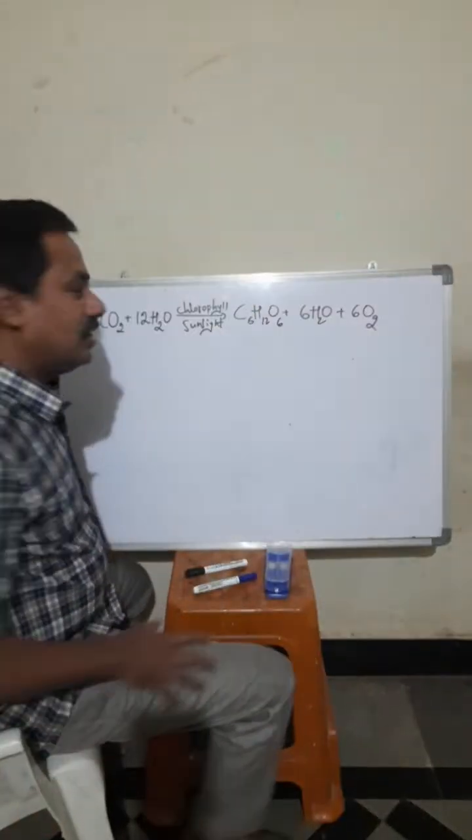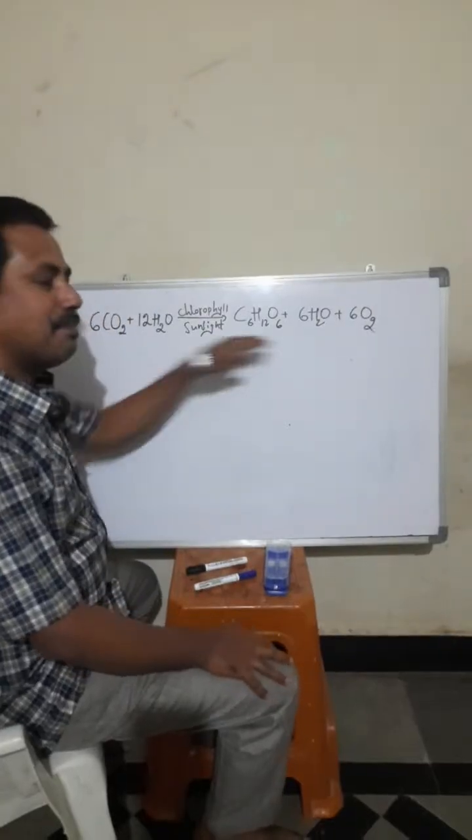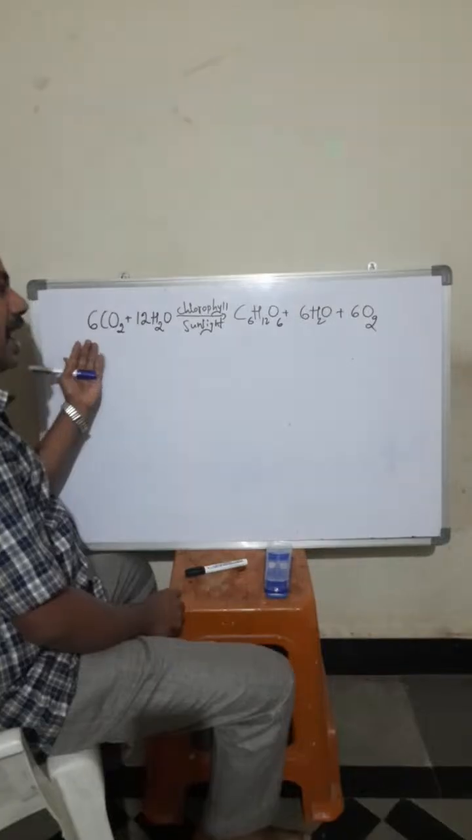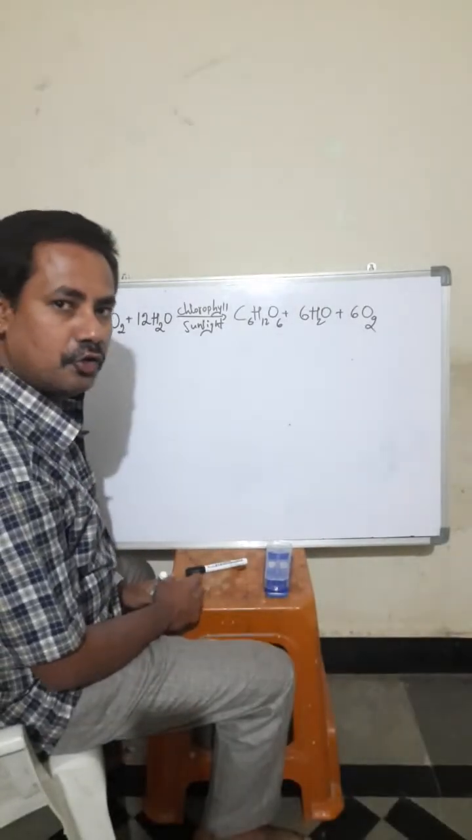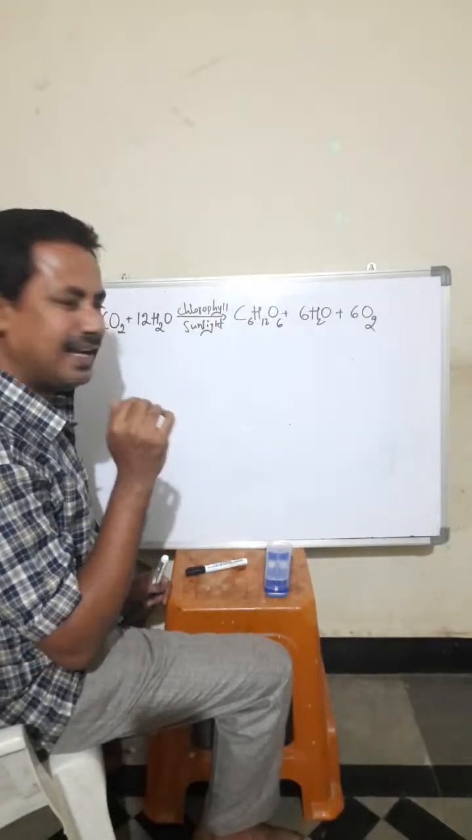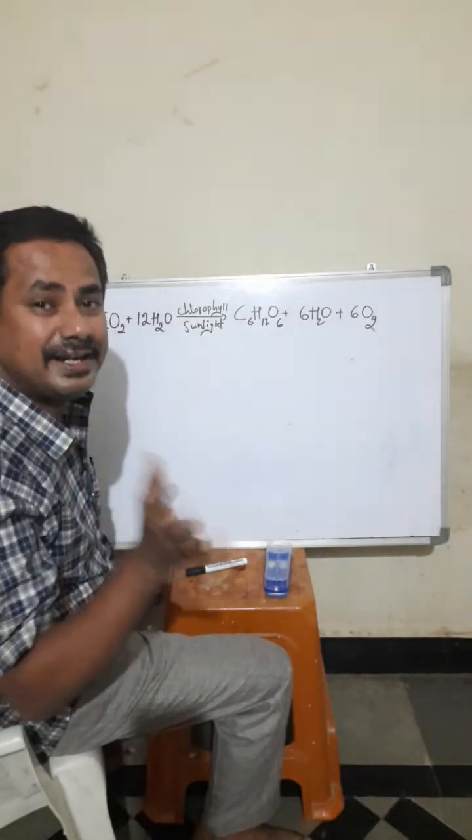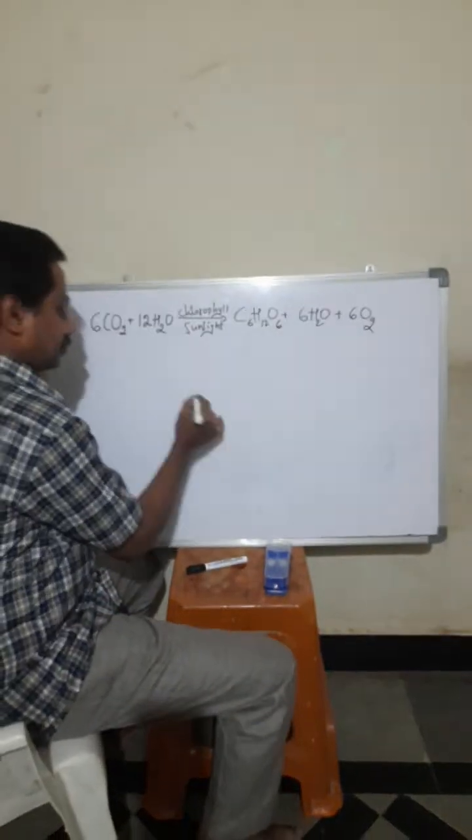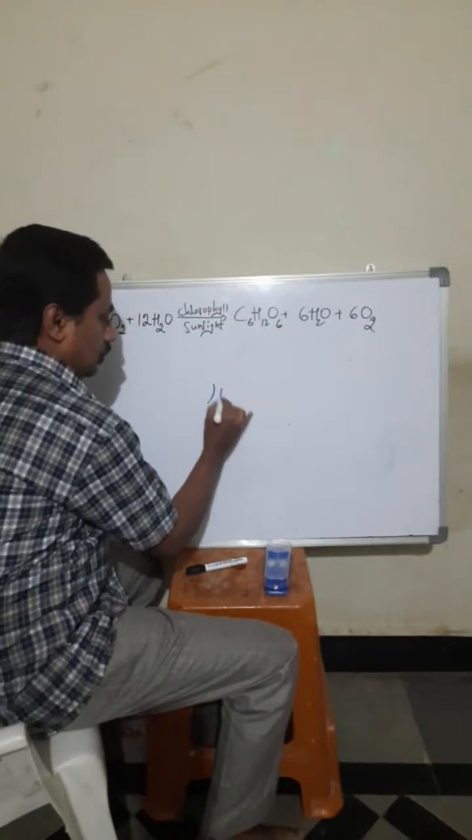So students, let us see here. This is the balanced equation for photosynthesis. Very easy, biology is dead easy, students. Let's try to understand.